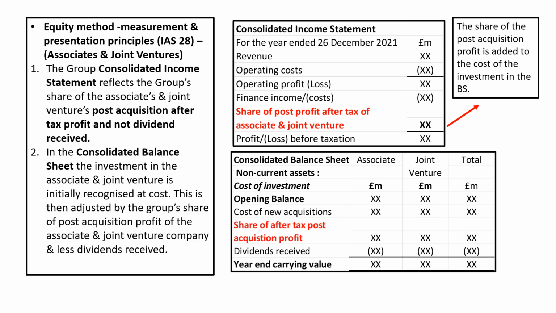In the consolidated balance sheet, the investment in the associate and joint venture is initially recognized at cost. This is then adjusted by the group share of post-acquisition profit of the associate and joint venture company, less dividends received. Next is the reconciliation, and we'll look at it in the next slide.